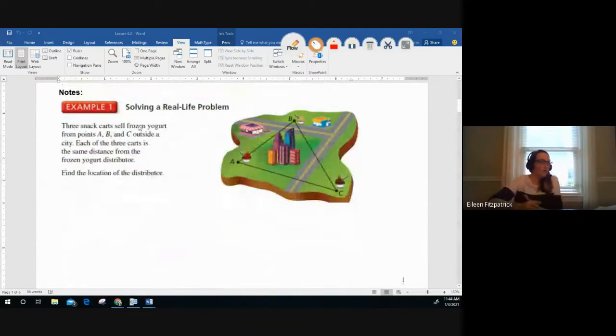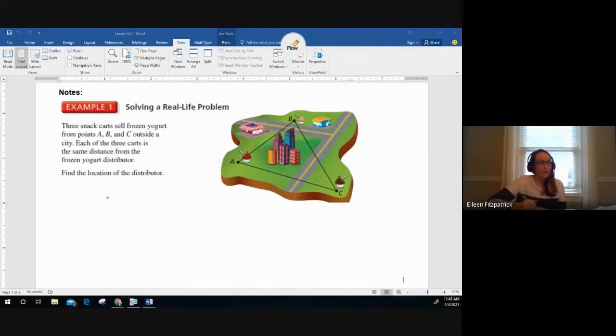All right, so here it says 3 snack carts sell frozen yogurts from points A, B, and C outside of the city. Okay, so we have frozen yogurt being sold here and here and here. Each of the 3 carts is the same distance from the frozen yogurt distributor. So the distributor is located somewhere where A, B, and C are all equidistant from it. Find the location of the distributor. So we're going to be sketching here. We're not going to be doing exact constructions. However, I want you to focus on the terminology of the lesson.